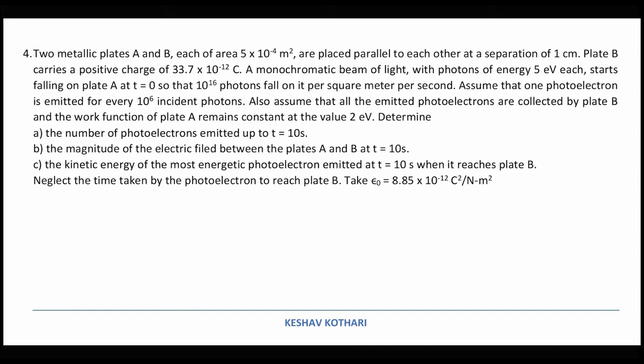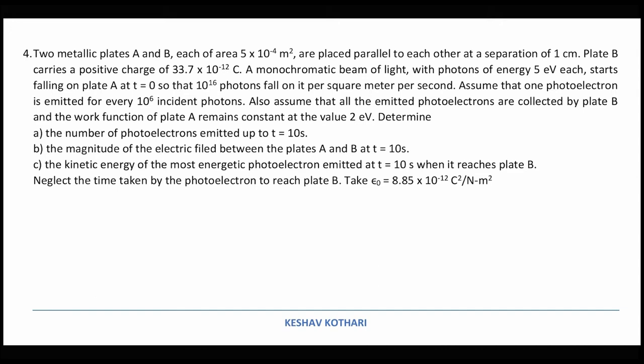t equal to 0, so that 10^16 photons fall on it per square meter per second. Assume that one photoelectron is emitted for every 10^6 incident photons. Also assume that all the emitted photoelectrons are collected by plate B and the work function of plate A remains constant at the value of 2 electron volt.